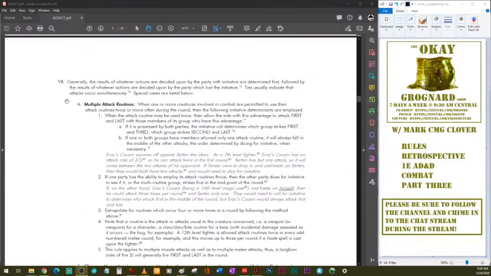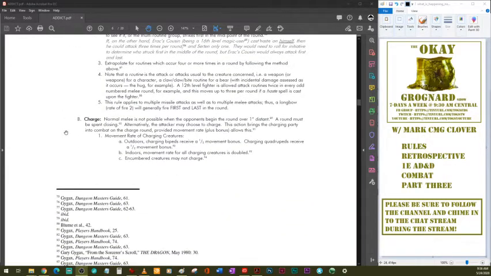B. Again, this is part of step 7. And we're into B, which is charge. Normal melee is not possible when the opponents begin the round over 1 inch, 10 foot, 10 yards outdoors, distant. A round must be spent closing. Alternatively, the attacker may choose to charge. This action brings the charging party into combat on the charge round, provided movement rate plus bonus allows this.